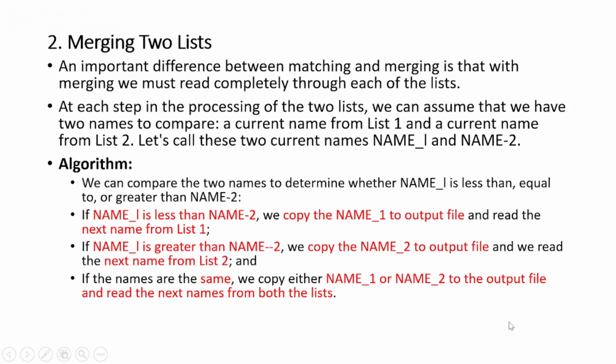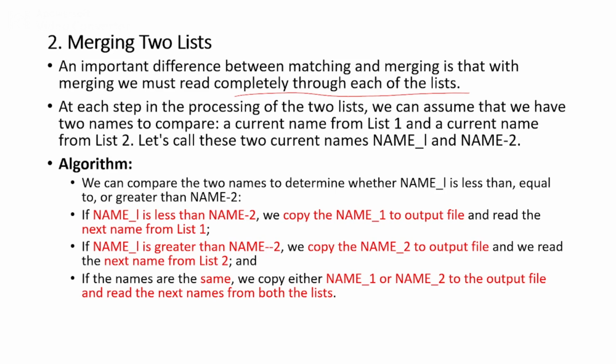The next topic we have is merging, the cosequential merging process, merging two lists. An important difference between matching and merging is that with merging, we must read completely through each of the lists. In the matching process, if any one of the lists is empty, then you need to stop. But in merging, that is not possible. You need to go through each and every list completely.